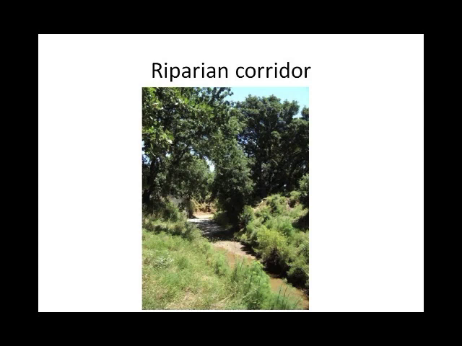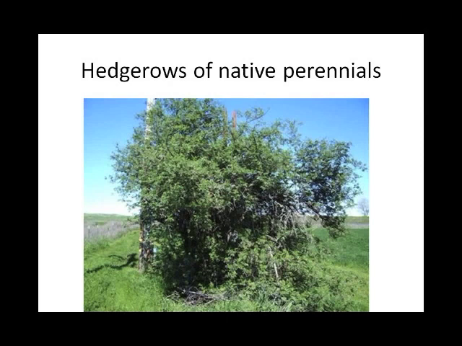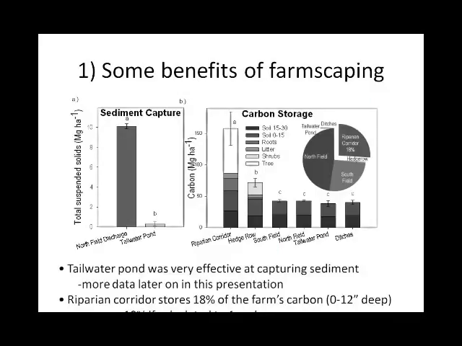Finally, the riparian corridor is on the south side of the field, and it's got native trees, intermittent water flow, and serves as a sort of buffer between the fields and the waterway. Next slide. The hedgerows are native California shrub species. They're very drought tolerant. That means they don't need irrigation, although they'll need some to get established. And they're scattered along the edges of the field. Next slide.